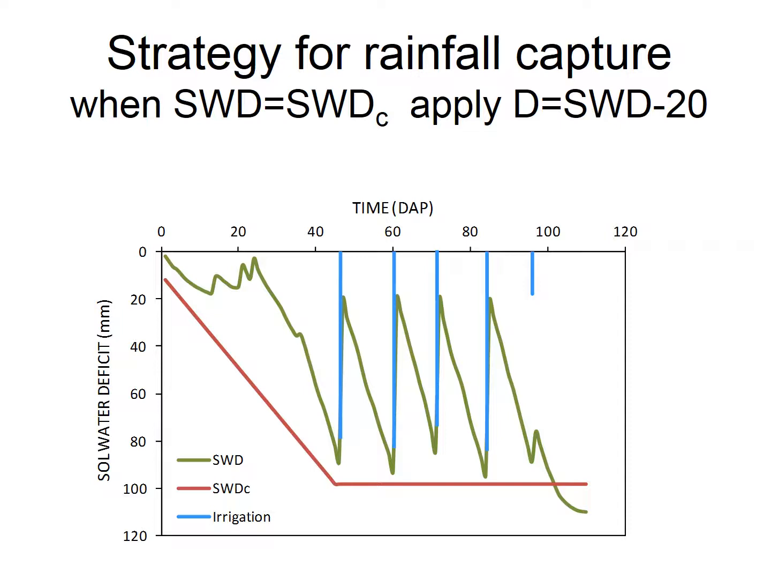In this strategy for rainfall capture, we are irrigating when the soil water deficit reaches the critical soil water deficit, but we are not returning the soil to field capacity. In this case, we are applying amounts equal to soil water deficit minus 20. That means that there is still water deficit in the soil after irrigating. In other words, we could use, or we could store, rainfall arriving during the growing season.